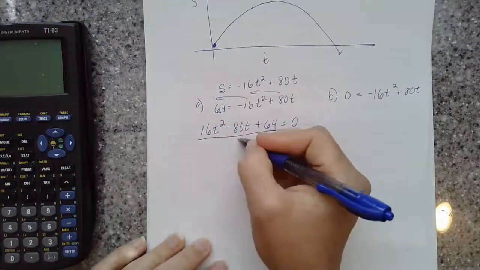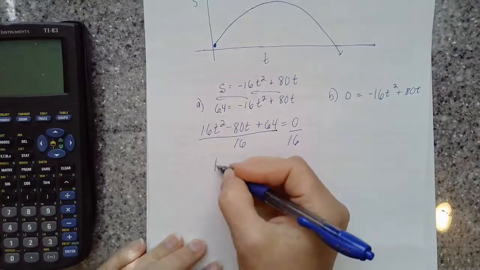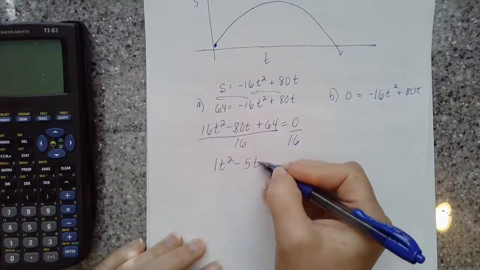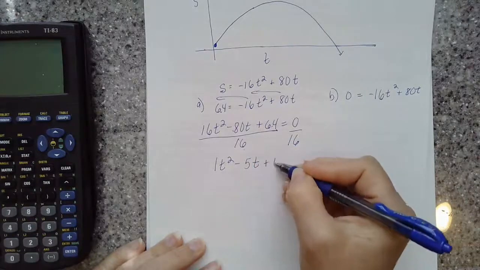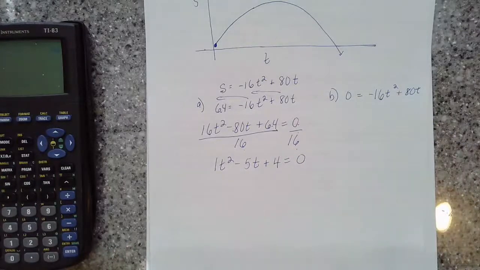16 divided by 16 is 1t squared. Negative 80 divided by 16 is negative 5. And 64 divided by 16 is 4. And then 0 divided by anything is 0. So we're allowed to do that. All right, then you can use your formula or factoring.